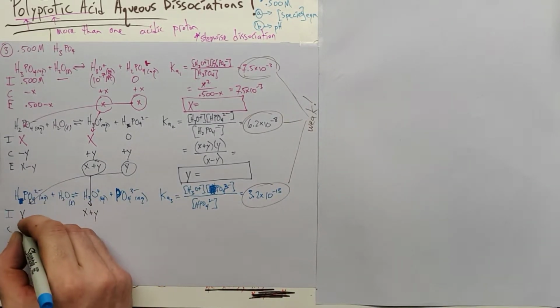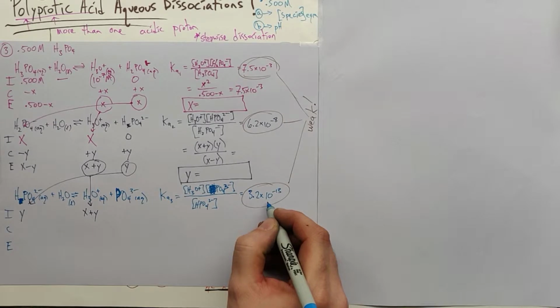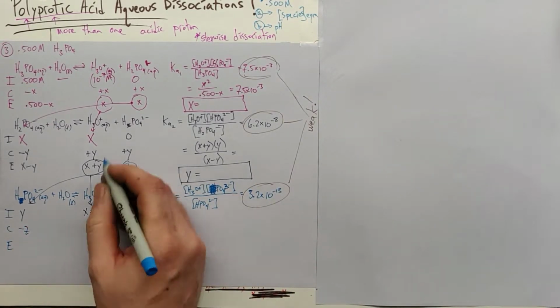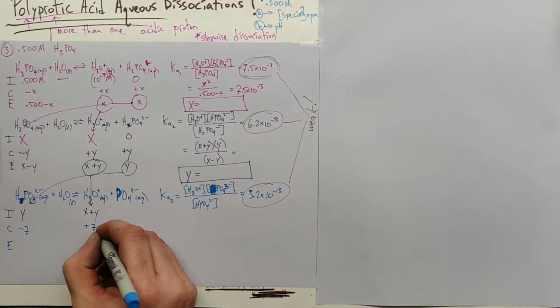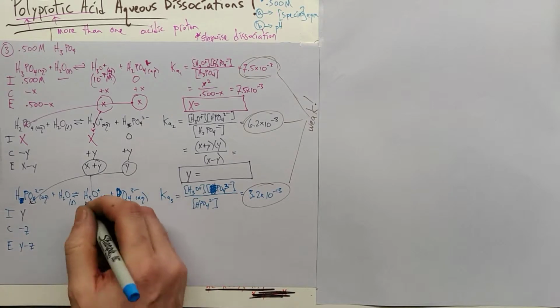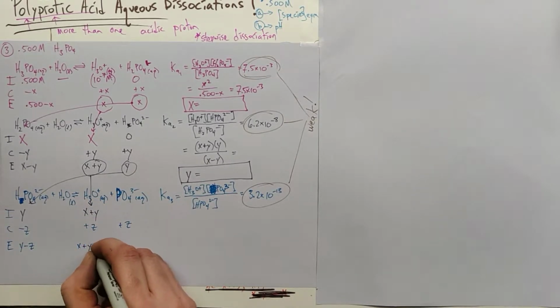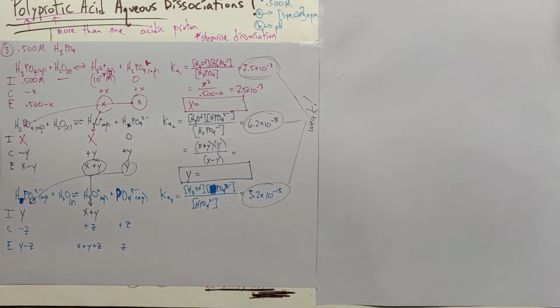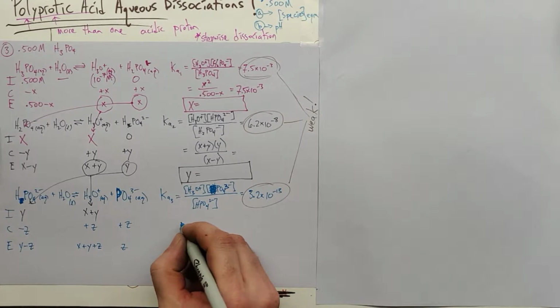Anyway, in this particular case, since it is weak, we're going to lose some unknown amount, and we'll call that unknown amount z, since we already used x and y. We'll gain z, and we'll gain z. And so down here we have y minus z, we have x plus y plus z, and we have z. So now we've got all our amounts at equilibrium, and z is going to be some number here.